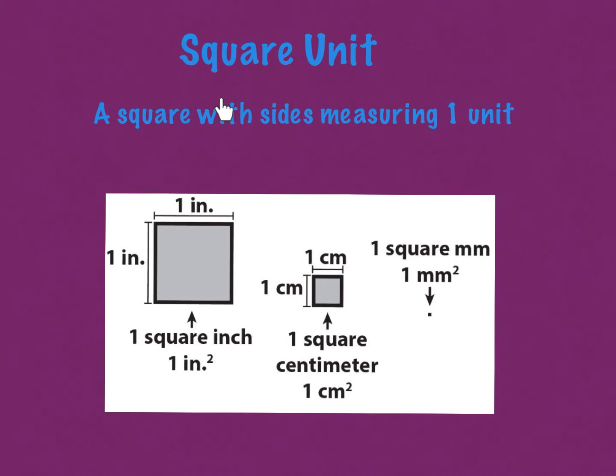A square unit is a square with sides measuring 1 unit. We can see here that this is a 1 square inch because it's 1 inch by 1 inch. This one is 1 square centimeter because it's 1 centimeter by 1 centimeter.